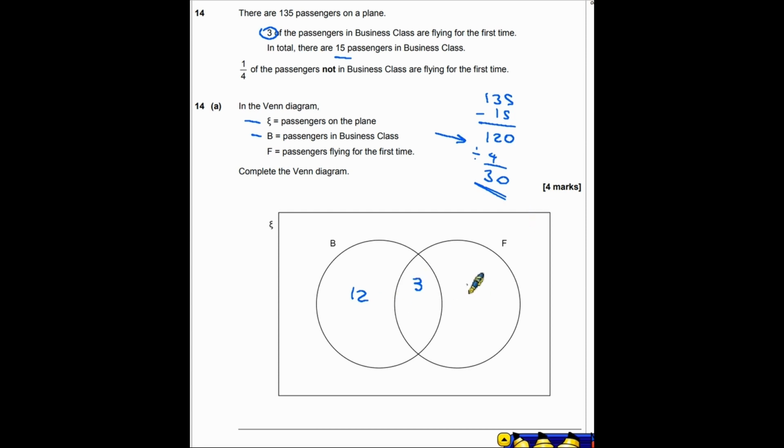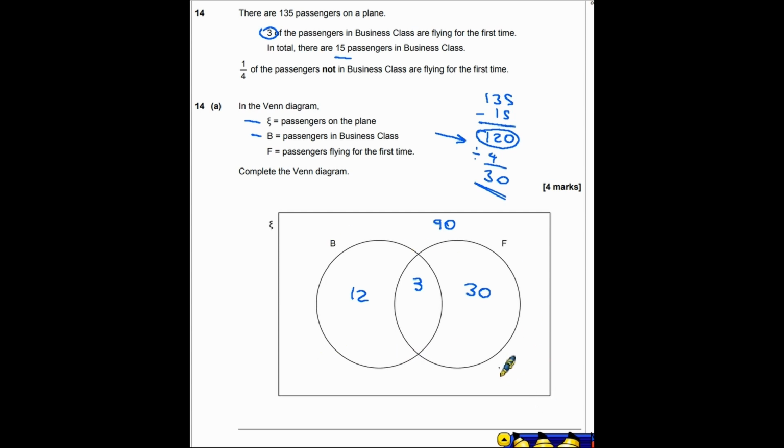They're not in business class, so they simply have to go in the first time flyer circle. That means the other 3/4 of the 120 are not flying for the first time. That's the other 90, therefore they have to go in the box here. They are not first time flyers, they are not business class, so they belong within the larger universe, which is the total number of passengers.